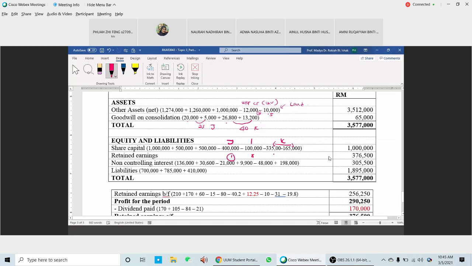So you have 1 million retained profit. Later on, I'll explain about retained profit. We look at the NCI here. NCI is 136.